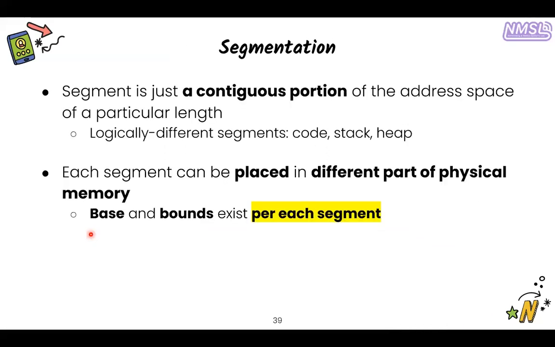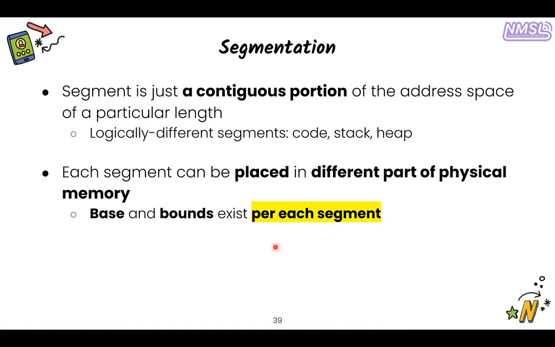So a simple idea was to use segmentation, where it's just a contiguous portion of the address space of a particular length, meaning logically different segments. So for code, stack, and heap, you're going to have base and bounds for each. So instead of one big memory, we're talking segments, code, stack and heap. And for each portion, we're going to have base and bounds. That's really it. So each segment will be placed in a different part of physical memory.